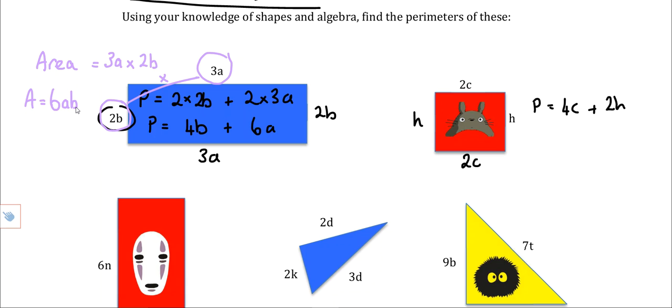Now, we can do it with the rectangular ones. So, for instance, the area of this one would be 2ch, because it's just 2c, and we just multiply length times width. Are you happy with that? Abby, you happy with that?